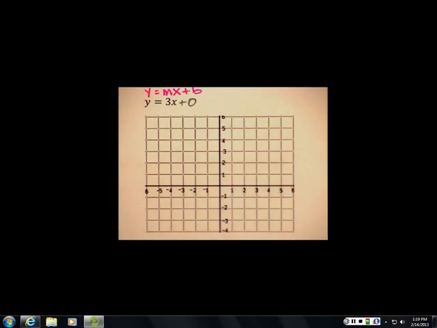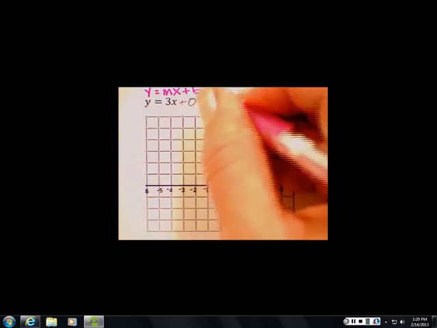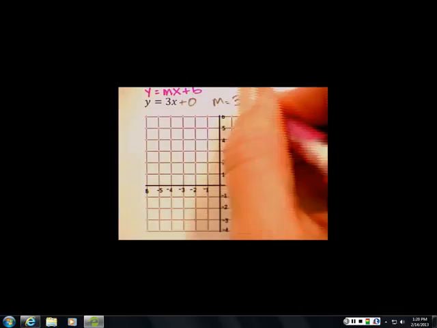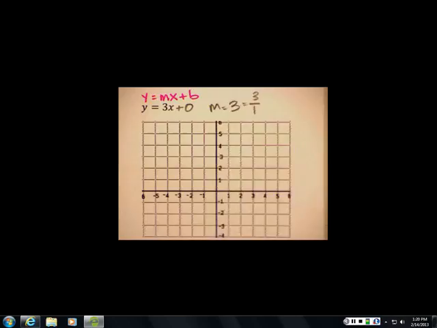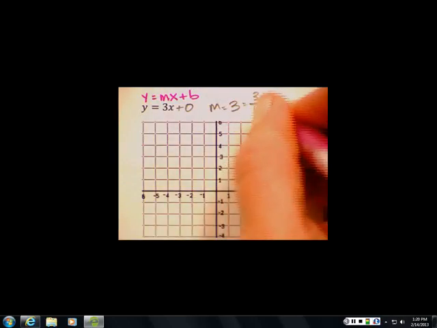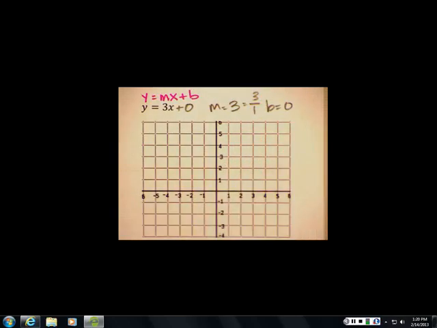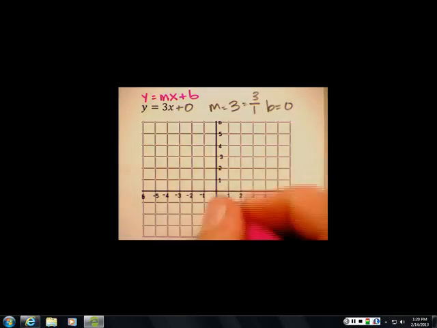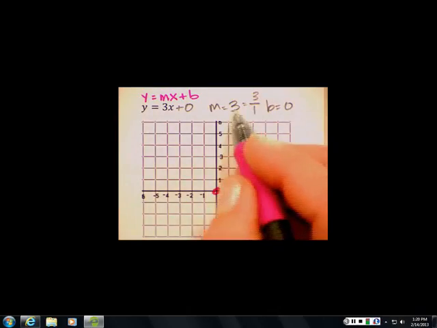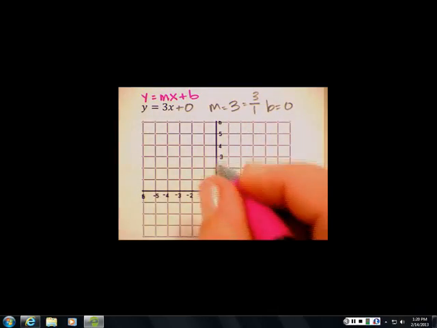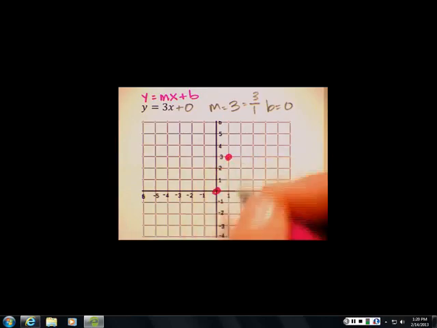Now that I've set it up like this, I can identify that my slope is 3, which I could also write as 3 over 1. And my y-intercept, that b value, is 0. So we start at 0 on the y-axis. And from here, my slope is 3, or 3 over 1. I'm going to go up 3 and to the right 1.